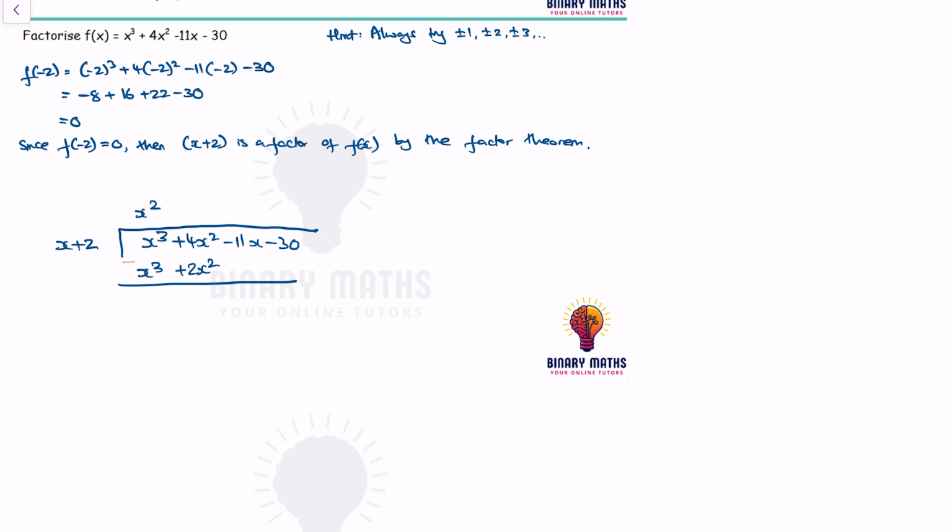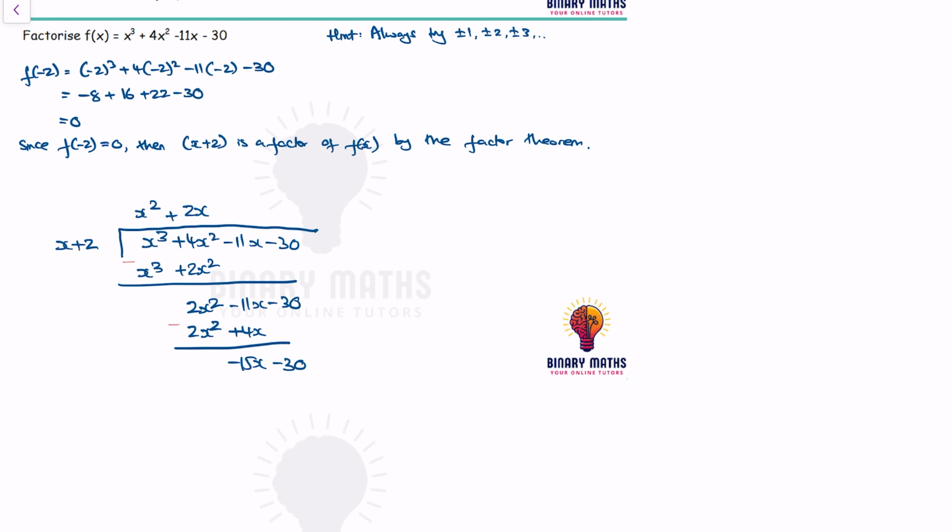So I get 0 for the first term. The whole point is the first term always cancels out. 4x squared take away 2x squared gives me 2x squared. I bring the other terms down. X times what gives me 2x squared? It must be a positive 2x. Multiply out: 2x times x is 2x squared. 2 times 2x is 4x. Again, I'm subtracting these. First term always disappears. Negative 11x take away 4x gives me negative 15x, take away 30.